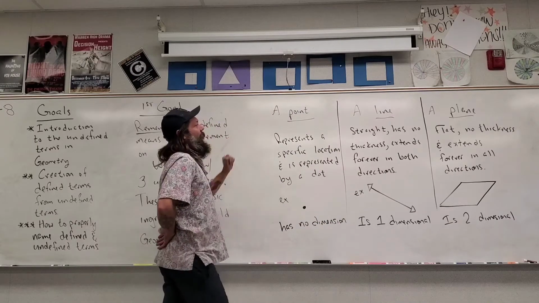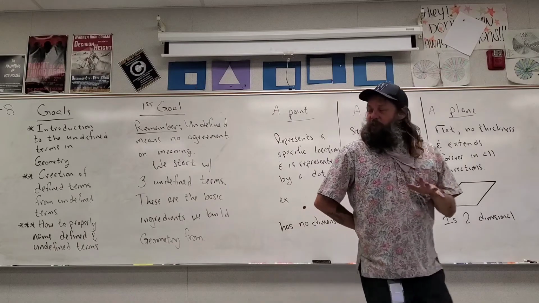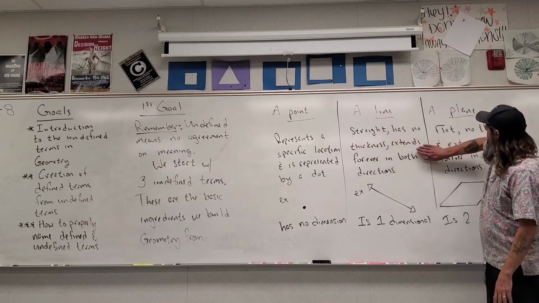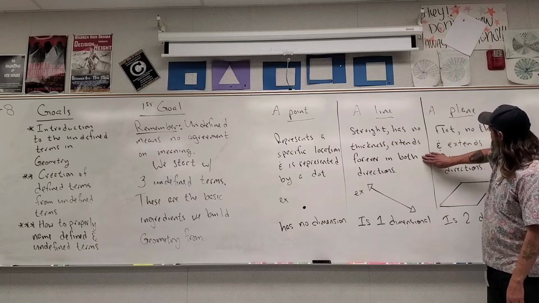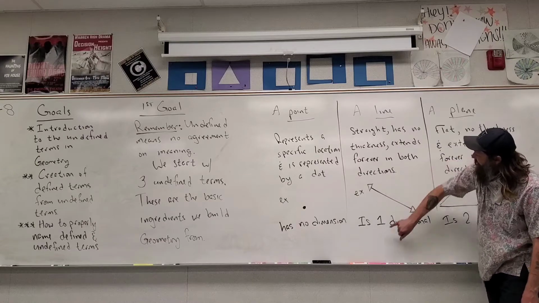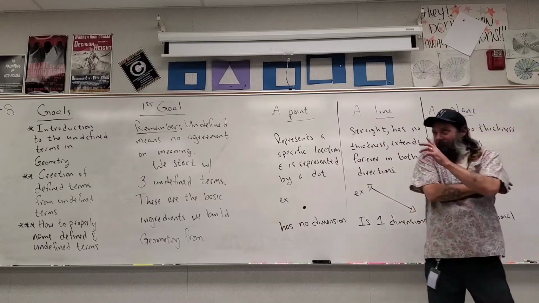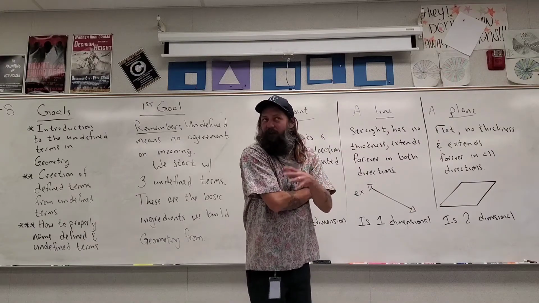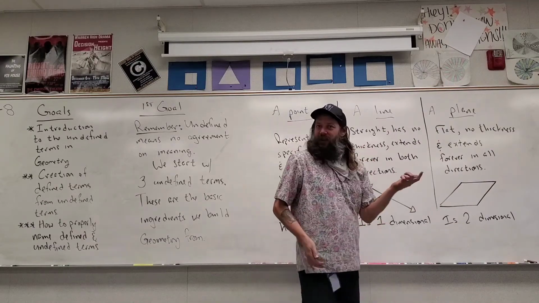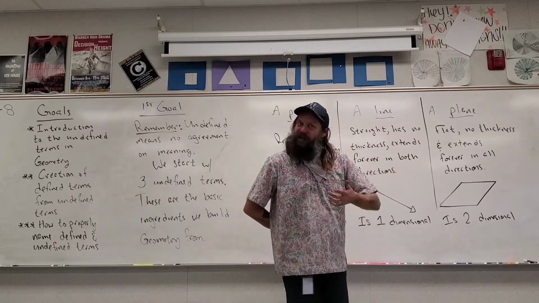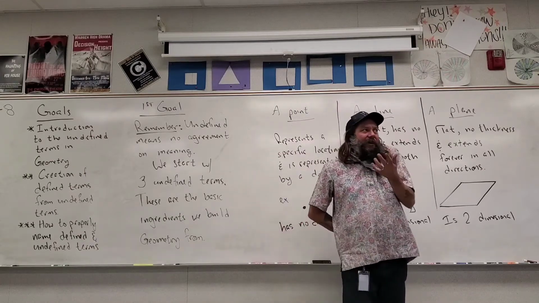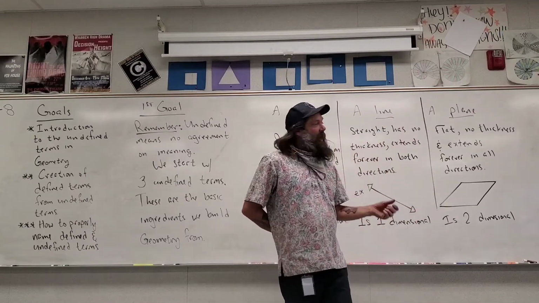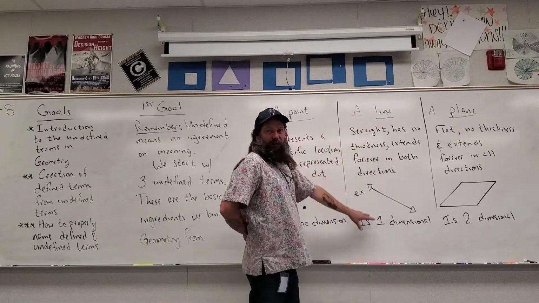Our second undefined term, that's a building block for geometry, is a line. It's straight, it has no thickness, and it extends forever in both directions. This is an example of a line, and it's one-dimensional. So the problem people have with lines, what they get in an argument about, is it has no thickness, right? And since it has no thickness, how does it have a location? And so this is the disagreement people have. There's actually arguments about this. And this is what makes a line undefined.